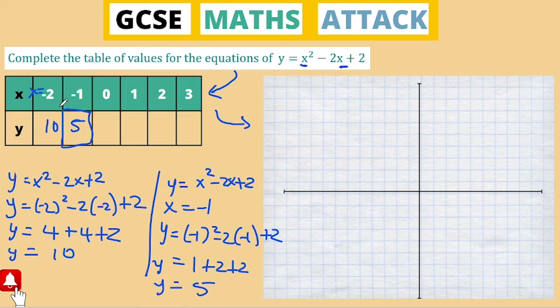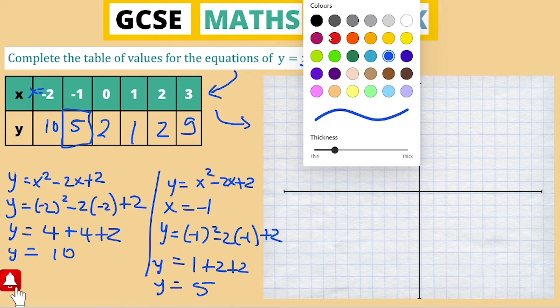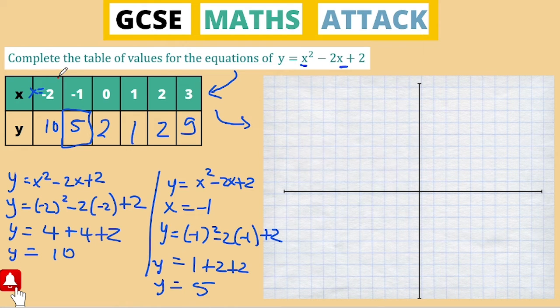So if I was going to substitute all these x values to get my y coordinates, I would have over here 2, and after I have a 2, I have a 1, and a 2 again, and a 5. So here's my table of values completed. Now, how am I going to plot these points? Well, the first one, if I was going to write the coordinates of this one over here, it will be minus 2, 10. This coordinate over here would be minus 1 and 5.